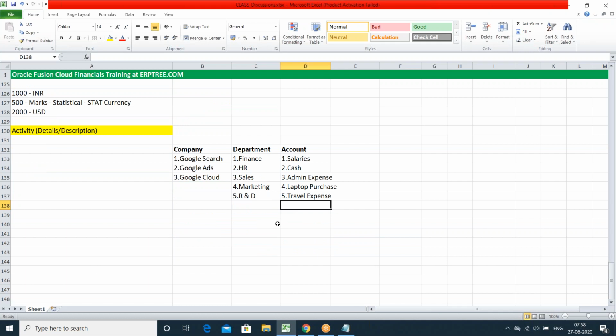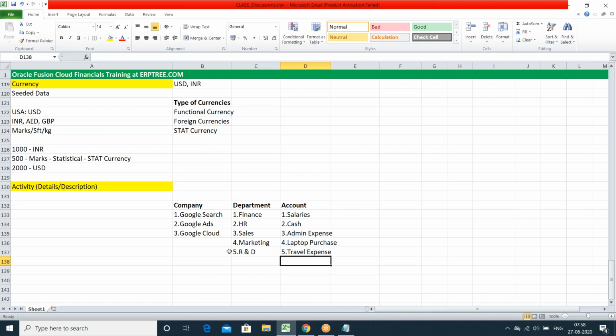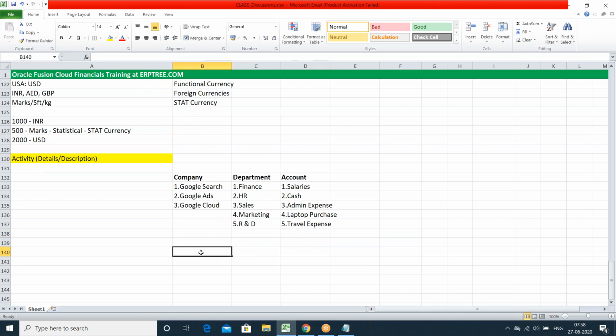Now, for any transaction, they can capture the date from the calendar. Say today they spent some admin expenses. They can take the date from the calendar: 27th June 2020. And what activity did they do? Say they spent admin expense. Which department spent? Say the finance department. Which company did? Google Ads.